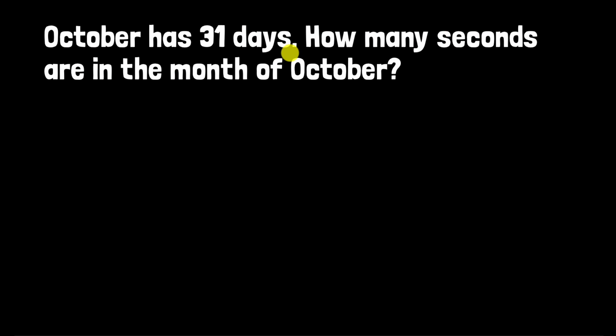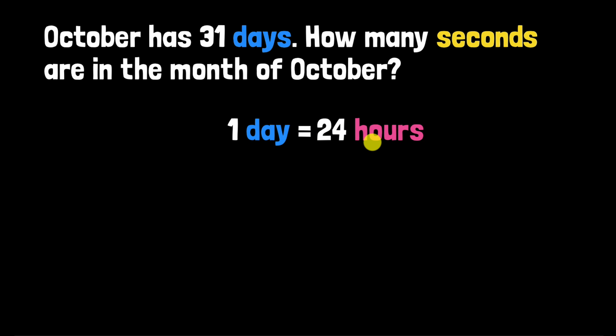October has 31 days. How many seconds are in the month of October? Why don't you pause the video and try to do this by yourself first? All right, so let's see. We're given days and we have to convert that to seconds. I don't remember any equalities that directly convert from seconds to days. But I do know that 1 day equals 24 hours. So that's one conversion factor I can use to convert days to hours.